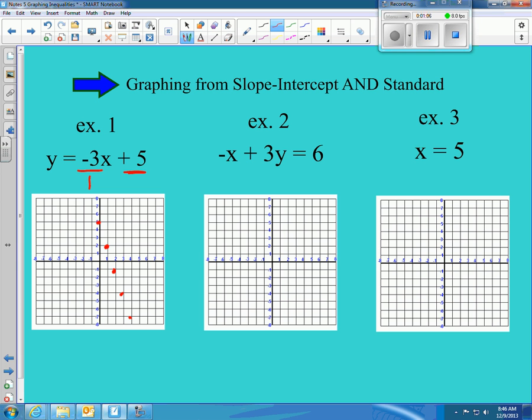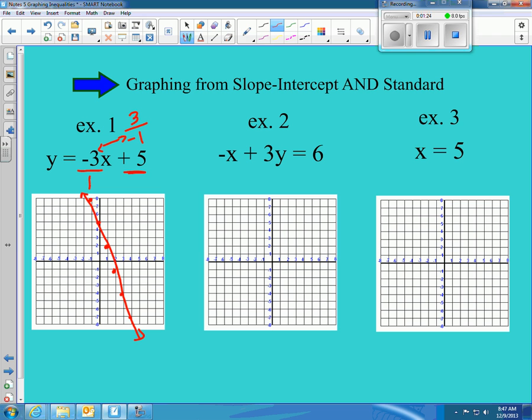We also can think about our slope as 3 over -1. Those two things are equivalent. So we can go up 3 and to the left 1. And therefore that's where we can get our points on the other side. So we're going to just connect those and we have our line.